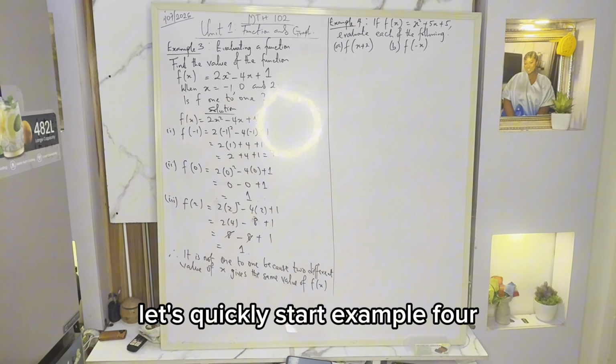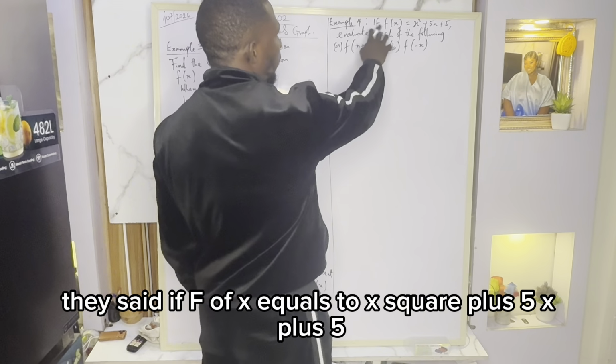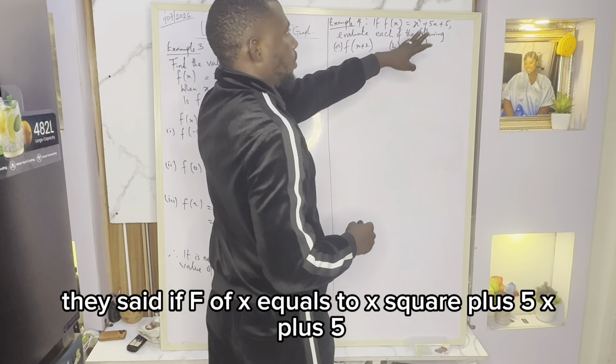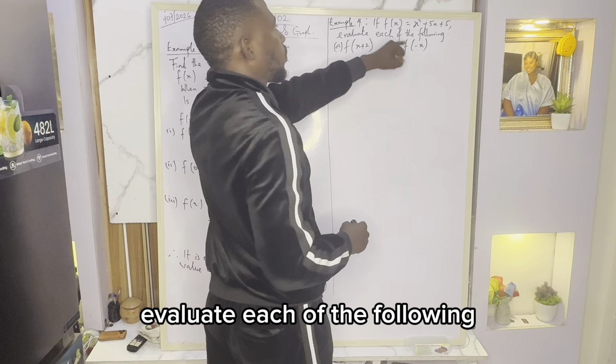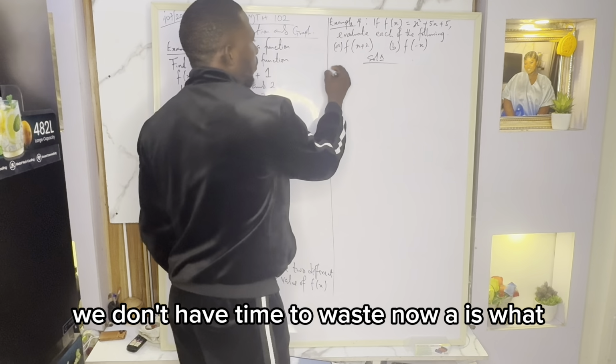Let's quickly start example 4. Example 4. They said if f of x equals x squared plus 5x plus 5, evaluate each of the following. Now the first thing is solution. Don't have time to waste. Now A is what?